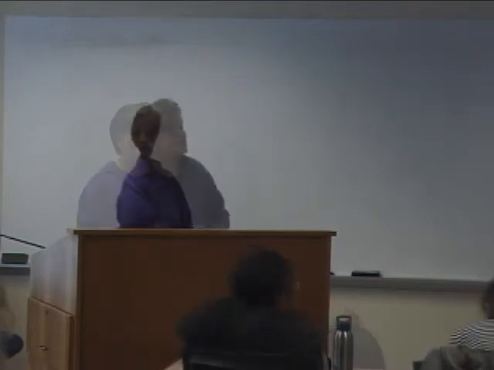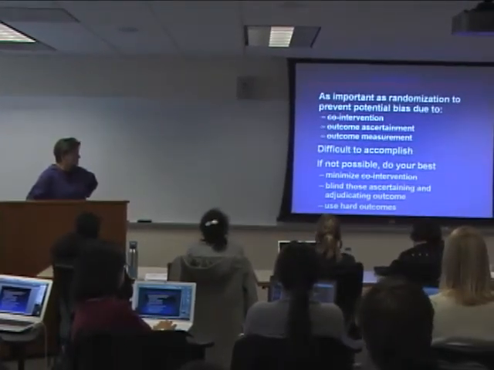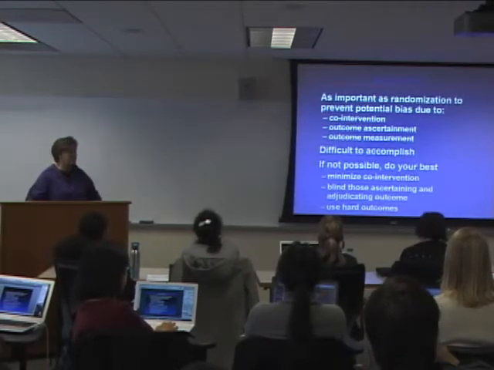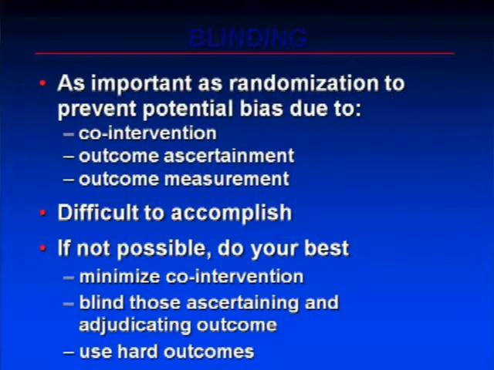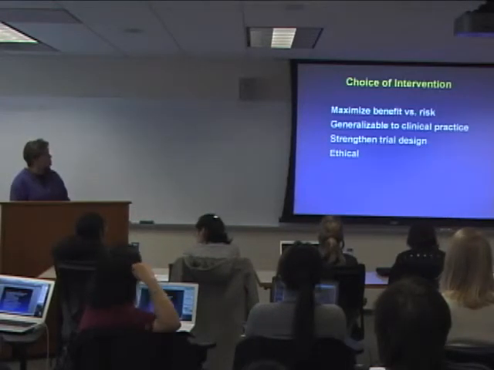Now, if my drug had no advantages, and I said I wanted to be plus or minus 5% as good as sertraline, then the sample size winds up going to about 200 or 250 or something. So this is just a little summary, but I think blinding is clearly as important as randomization for preventing bias. And due to these things, we talked about co-intervention, outcome ascertainment, and outcome measurement. It's actually difficult to accomplish. And if it's not possible, you really need to then just try to do your best to minimize these bad outcomes associated with unblinding.